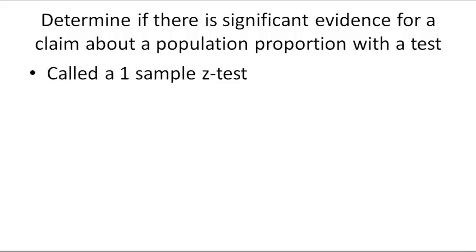All right, up next is to determine if there is significant evidence for a claim about a population proportion with a test. All right, just to briefly cover this, this is called a one sample z-test.